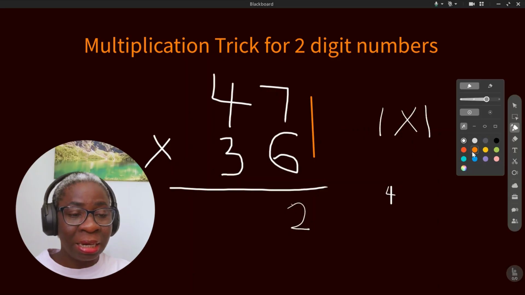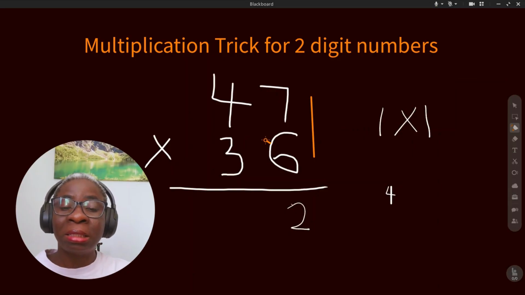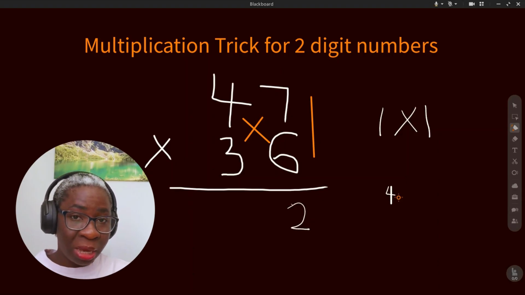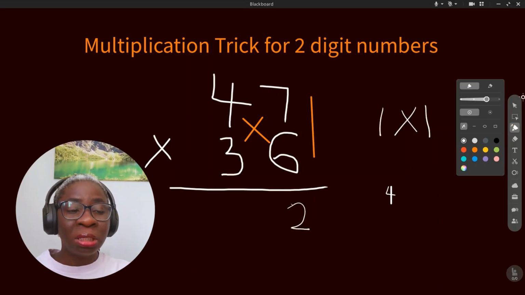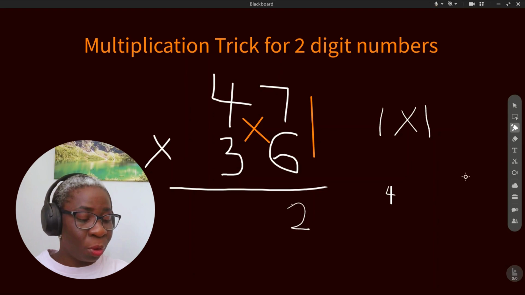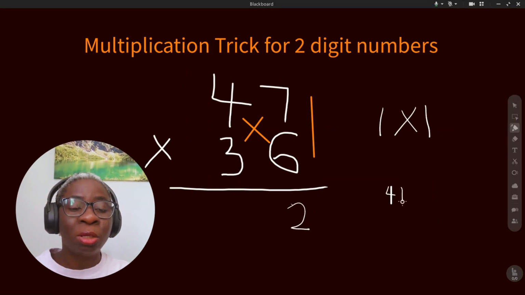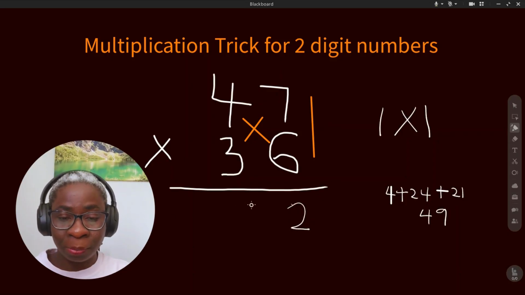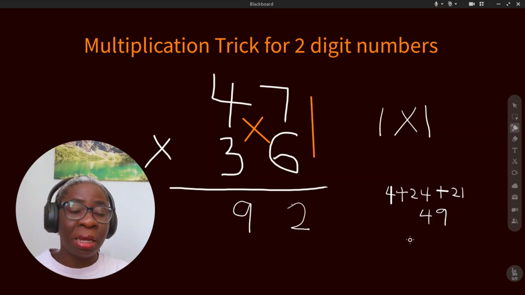Then the next stage will be for us to multiply 6 by 4 and then add it to 3 times 7 and then we will add it to the 4 that we kept here. What is 6 times 4? 6 times 4 is 24. We will add it to this 4, that will give 4 plus 24, then plus 3 times 7 is what? 21. So 4 plus 24 is 28. 28 plus 21 will give 49. So we write 9 and this time around we'll be keeping this 4.